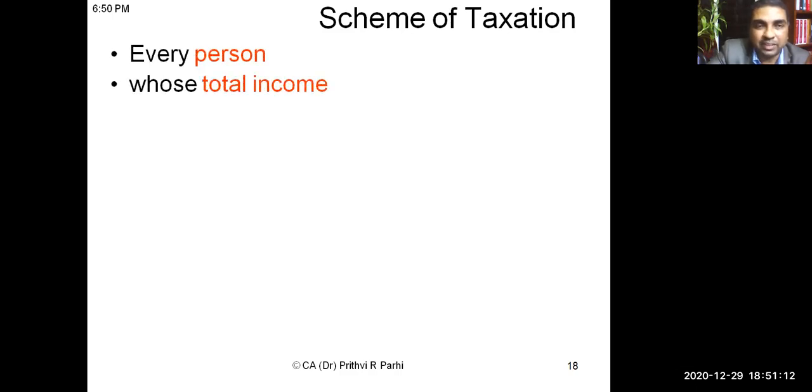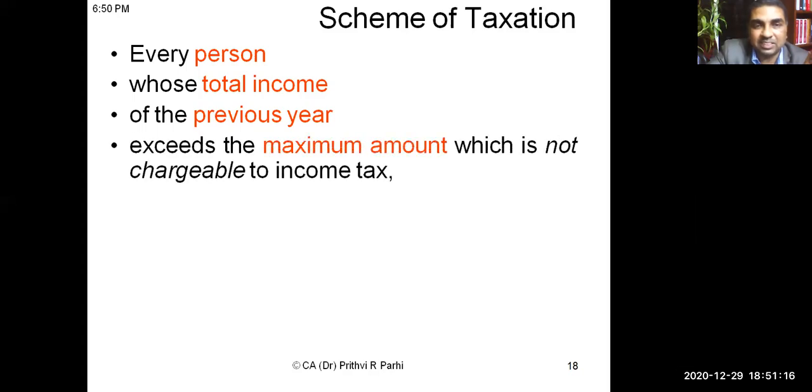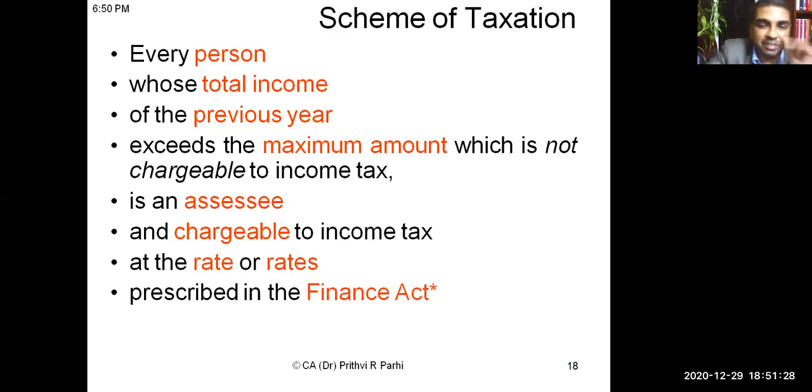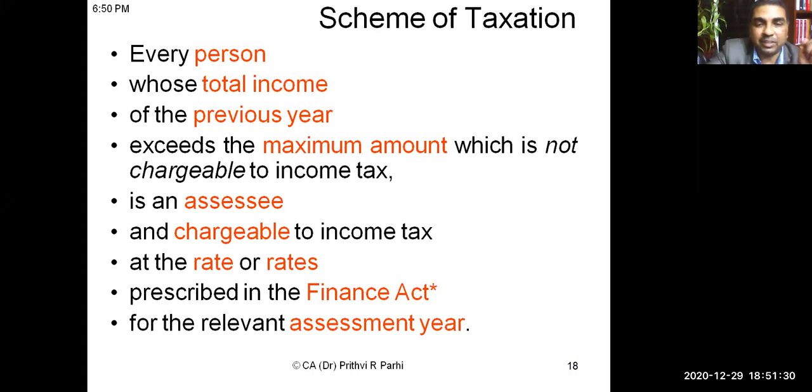I can explain it like this. Every person whose total income of the previous year exceeds the maximum amount which is not chargeable to income tax is an assessee and chargeable to income tax at the rate or rates prescribed in the Finance Act for the relevant assessment year. This is the sentence you noted down in our previous class. Yes or no?